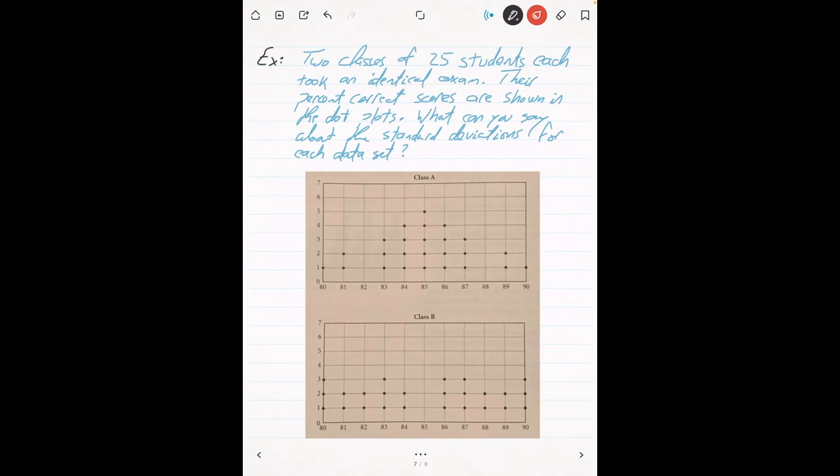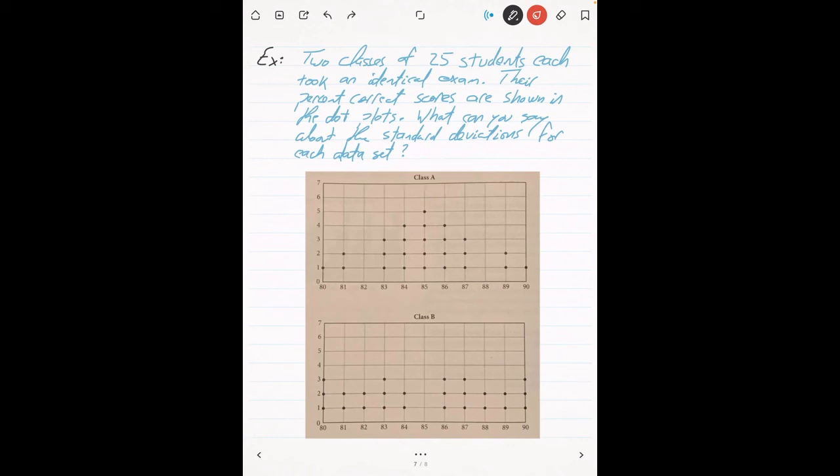We can see that 5 students got 85s, 1 student got a 90, 2 got an 89, 2 got an 81, 1 got an 80, 3 got 83, and 3 got 87. And it looks like 4 got 84 and 4 got 86. We see a general breakdown of what's going on here. This is for one class.